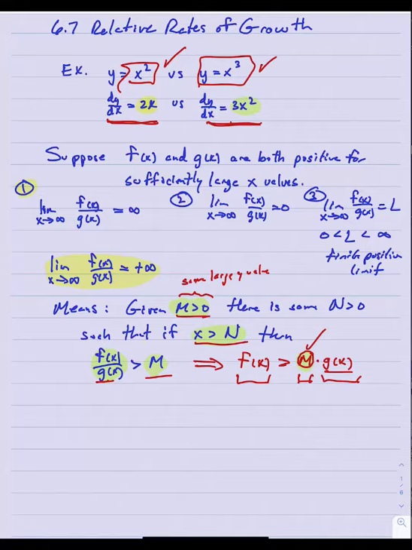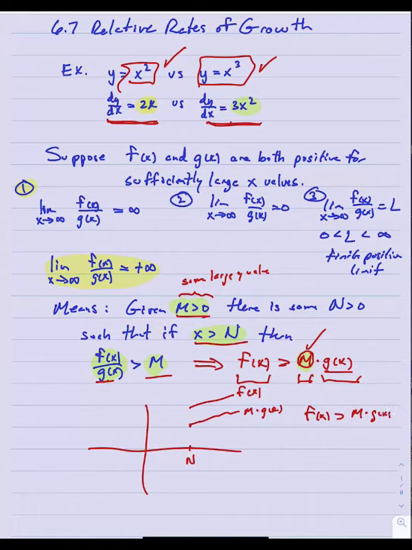Okay, what that means is, if I were to look at the graph of f of x and the graph of m times g of x, there's some n where, when I get to that n, the graph of f of x should be above the graph of m times g of x. Then if you make that m bigger, there should be some larger n, where if I go to that larger n, the graph of f is still above the graph of m times g of x. In other words, m times g of x will never catch up with f of x.